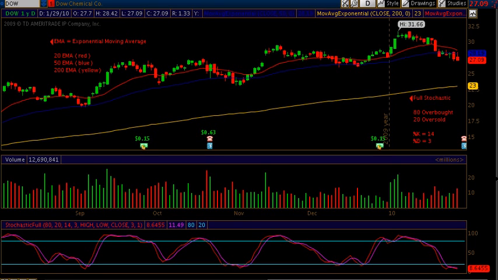Now, the way I use these indicators is I look for stocks that pull back to the 20 EMA or even the 50 EMA. And as you can see in September, the Dow Chemical stock, DOW, pulled back to the 50 period moving average, and the stochastics was actually oversold.